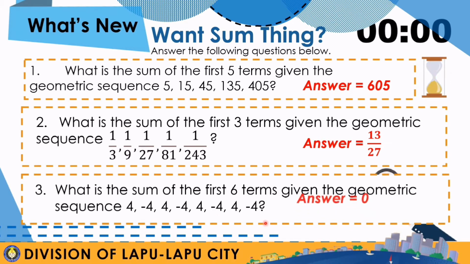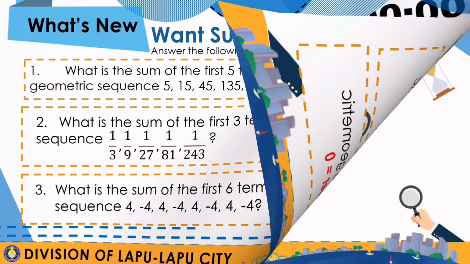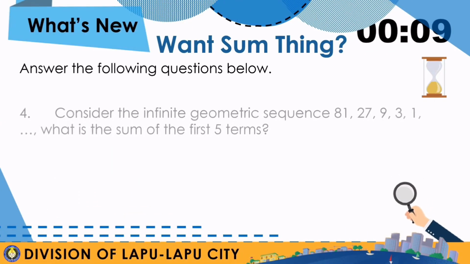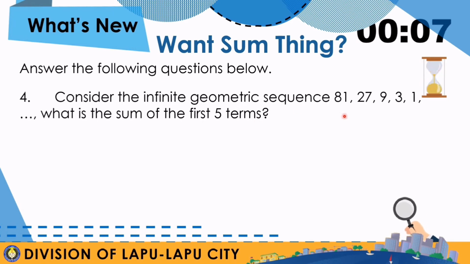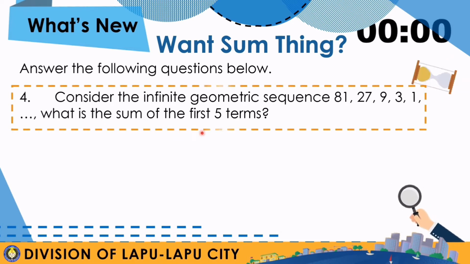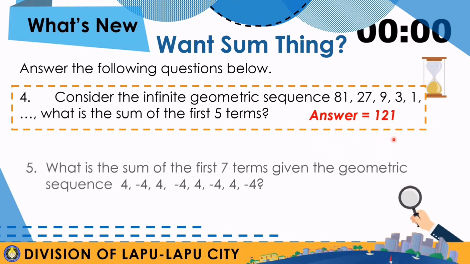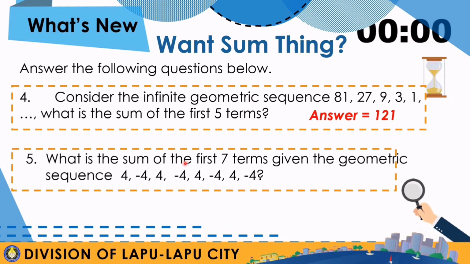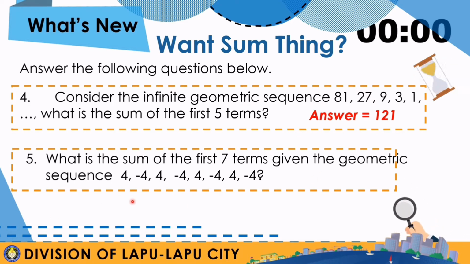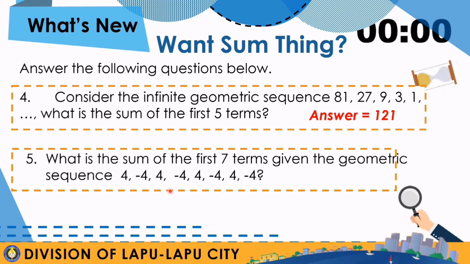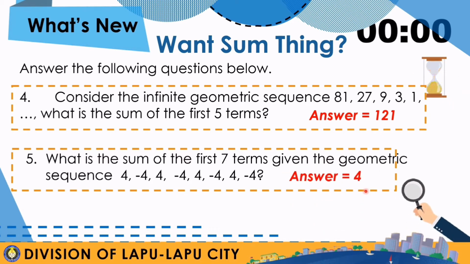Number 3. What is the sum of the first 6 terms given geometric sequence 4, -4, and so on? The answer, 0. Number 4. Consider the infinite geometric sequence 81, 27, 9, 3, 1, and so on. What is the sum of the first 5 terms? The answer, 121. And for number 5, what is the sum of the first 7 terms given geometric sequence 4, -4, 4, and so on? The answer, that is 4.